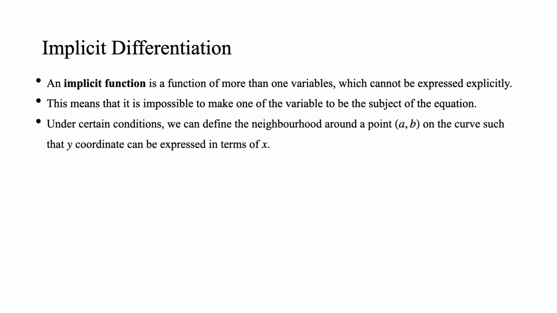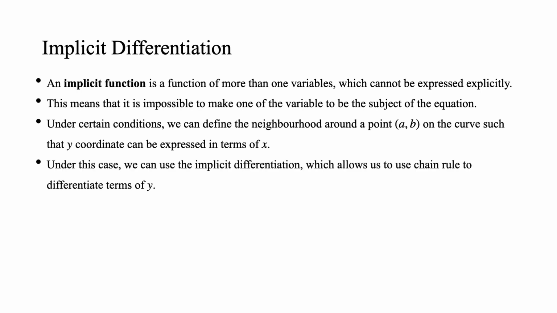However, we can define a range where it is a function such that we can differentiate it. To generalize this concept, we can define a neighborhood around a point where y can be expressed as a function of x. In this case, we can use implicit differentiation, which allows us to differentiate terms of y using the chain rule. The condition for this requires a higher level of knowledge.